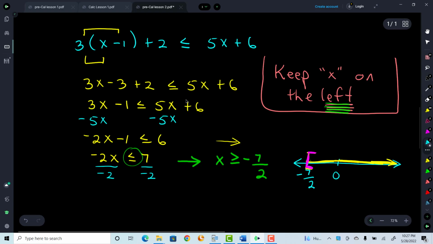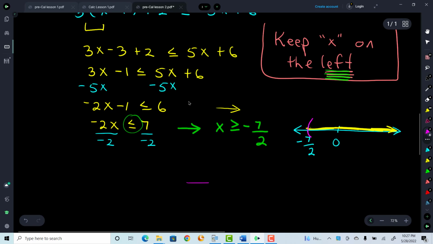What do they actually mean? The bracket means we're doing everything right up to and including the negative 7/2. The bracket means we include the negative 7/2. If it was a parenthesis, we do not include the negative 7/2, but we get as close as possible. For instance, let's just say that we had a solution that looked like this. Let's say that this was a 3, right? And we're going to have a parenthesis like this.